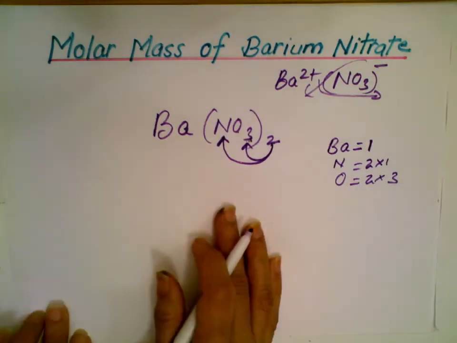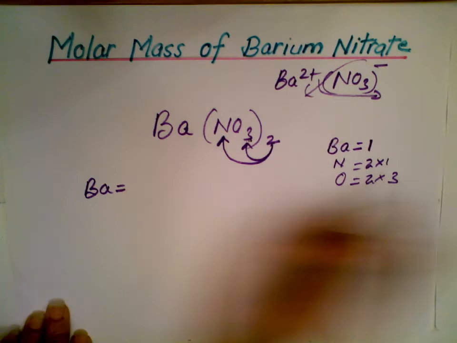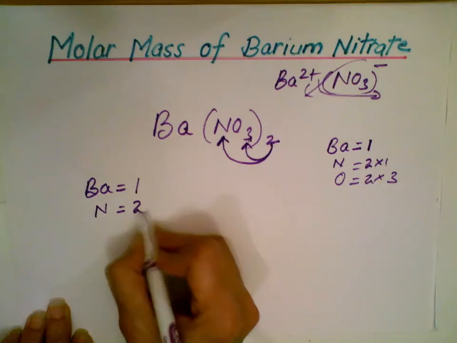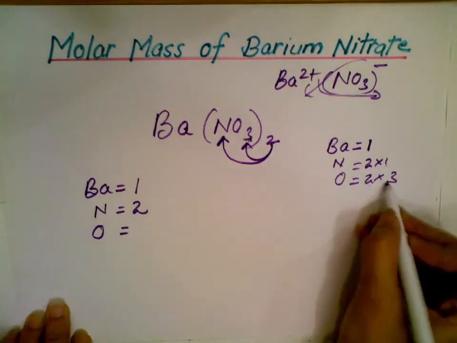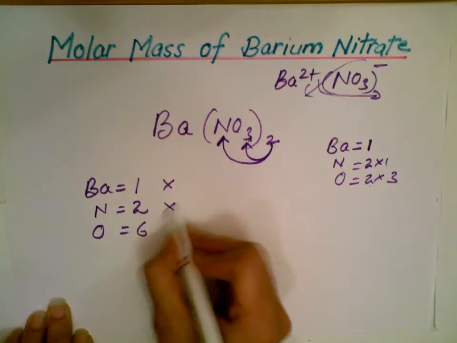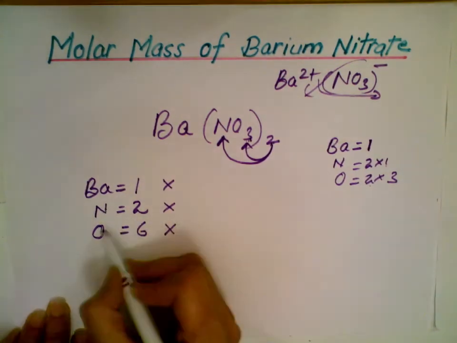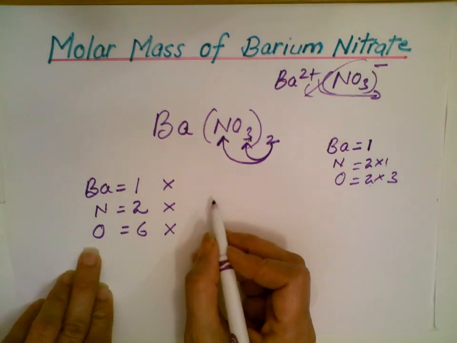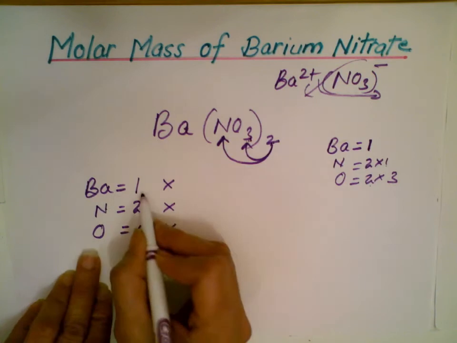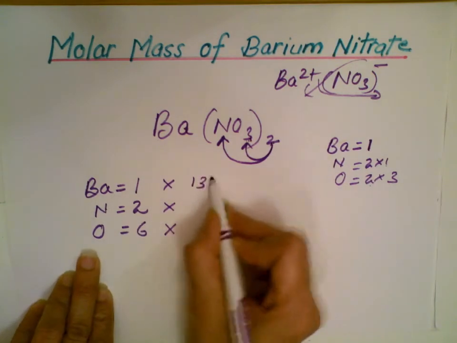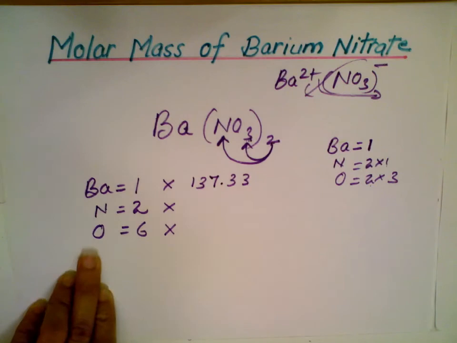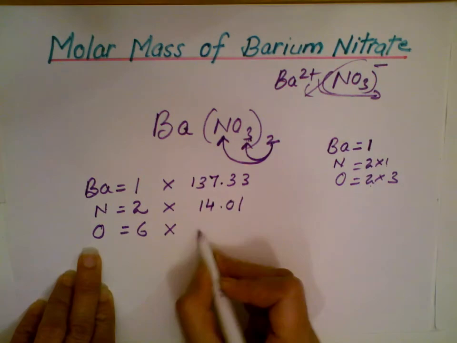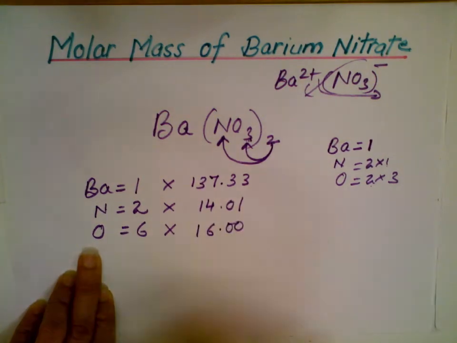So now let's figure out the molar mass. For barium, we said 1. For nitrogen, number of atoms 2 times 1. And for oxygen, number of atoms 2 times 3. Now we're going to look for the molar mass of each of these elements on a periodic table, and we have to remember to round off at 100th place. So when you look for barium and you round off at the 100th place, the mass is going to be 137.33. For nitrogen, 14.01, and for oxygen, 16.00.